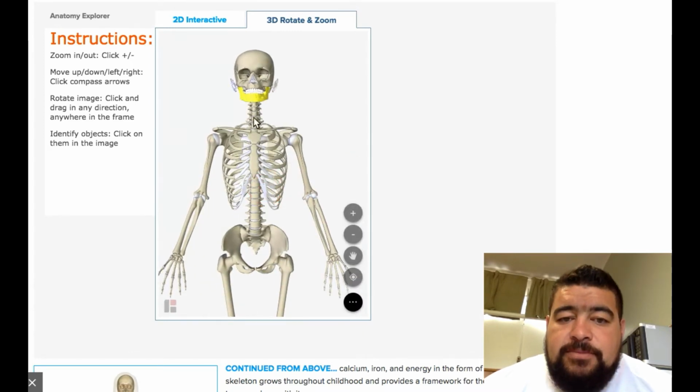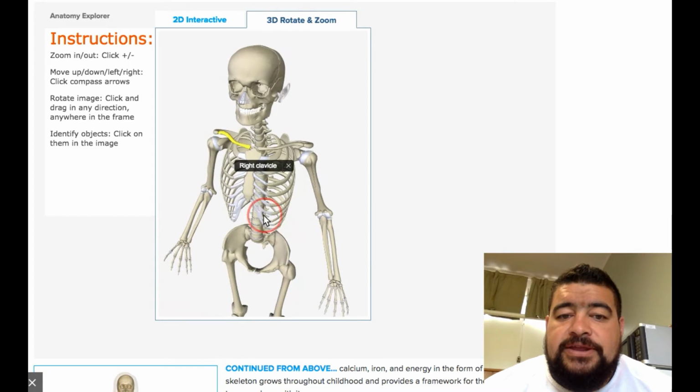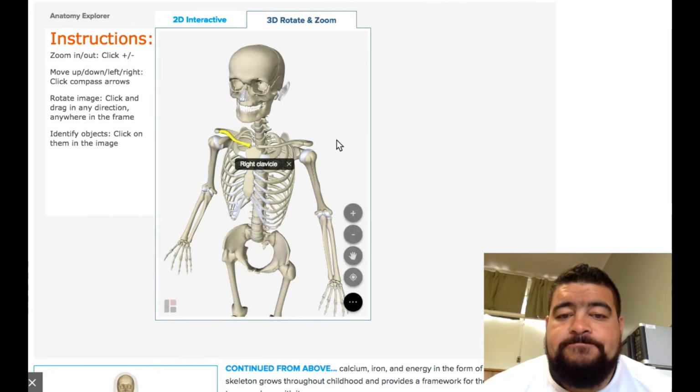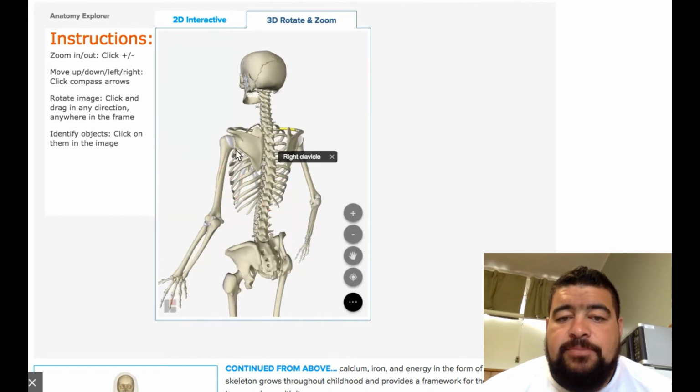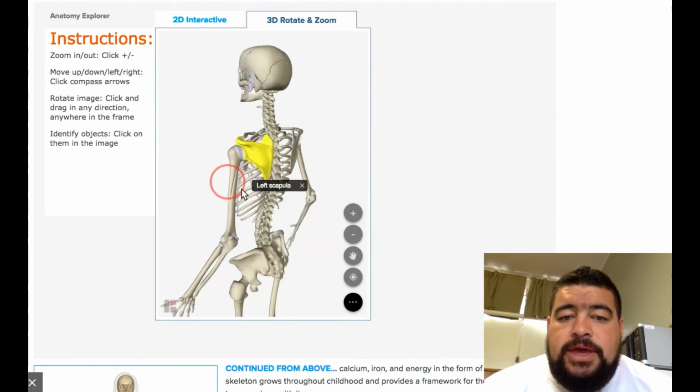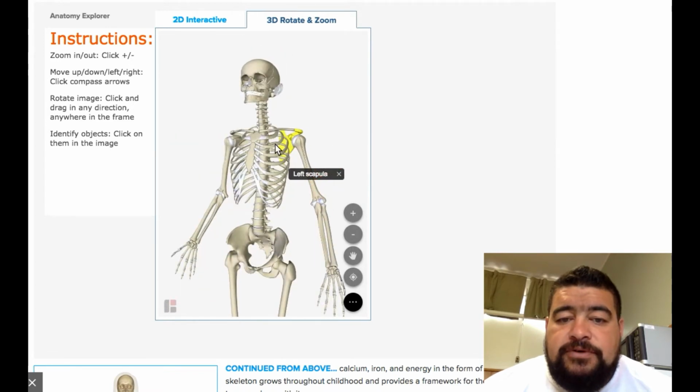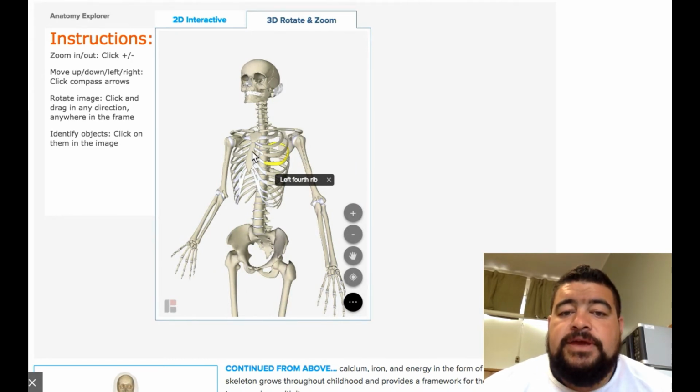So as we come on down, we have the clavicle. Now the clavicle is one of the most commonly and easily broken bones in the human body. So as we turn around, we have the scapula here. And we clearly have all of the different ribs as well. Holding the ribs together and protecting the heart and other internal organs, we have the sternum.